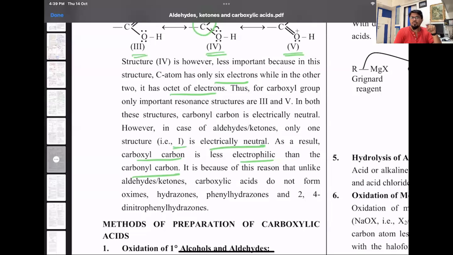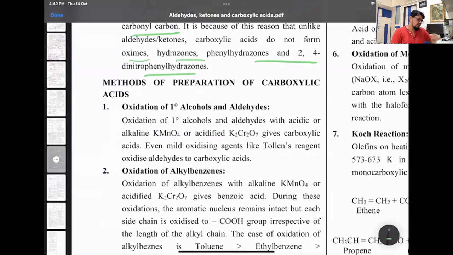The carboxyl carbon of carboxylic acid is less electrophilic than the carbonyl carbon of aldehydes and ketones, and hence acids will not form oximes, hydrazones, and all those compounds. Methods of preparation: primary alcohol with KMnO4, K2Cr2O7. You can oxidize primary alcohols and aldehydes to acids.